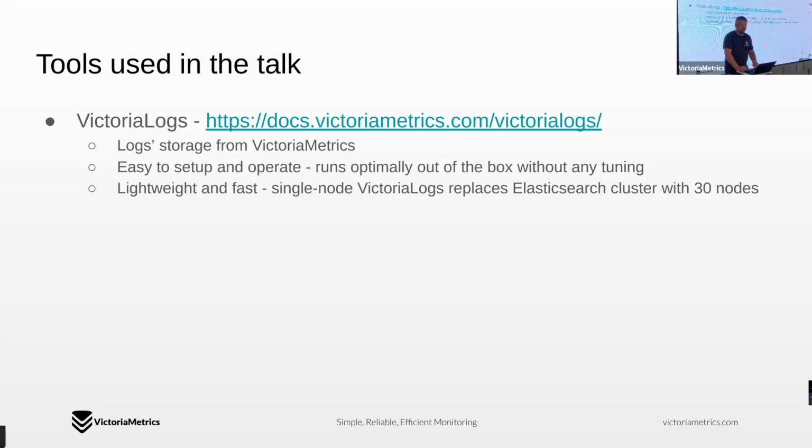It is very lightweight and fast. For instance, single node VictoriaLogs can replace an Elasticsearch cluster with 30 nodes, because the single node version of VictoriaLogs uses up to 30 times less memory than Elasticsearch, and up to 15 times less disk space than Elasticsearch.